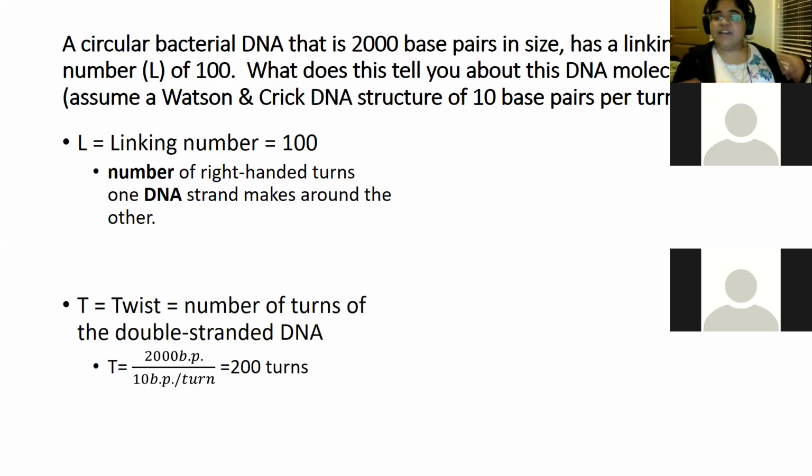Then you have twist. Twist is equal to the number of base pairs over the number of base pairs per turn. In this case, you have 2,000 base pairs, and you divide that by 10 base pairs per turn, right? So that gives you 200 turns. Does that make sense so far?